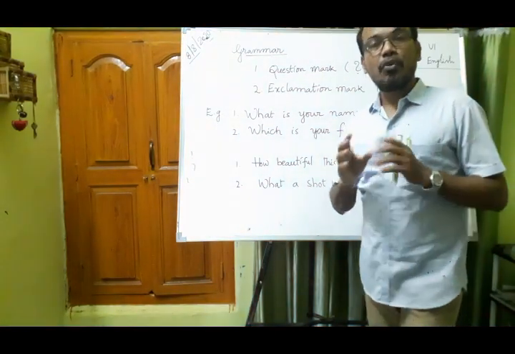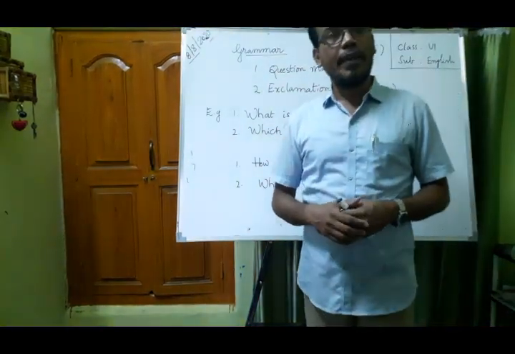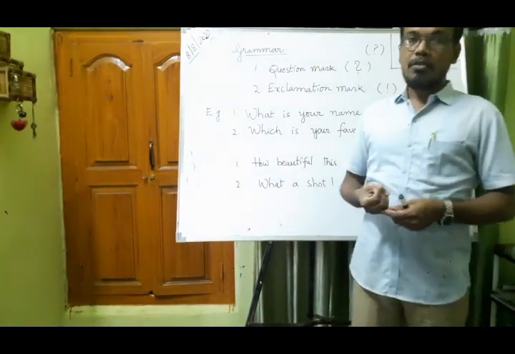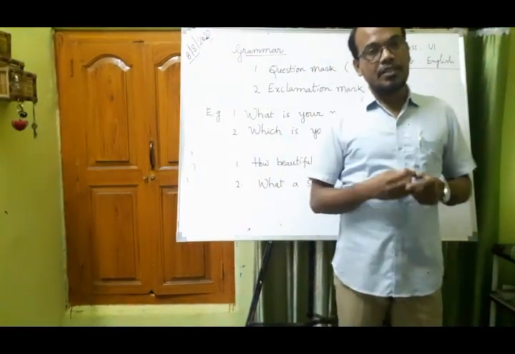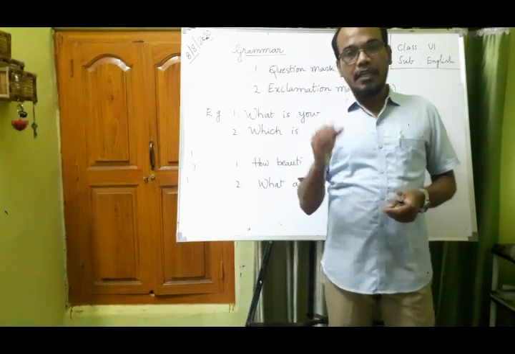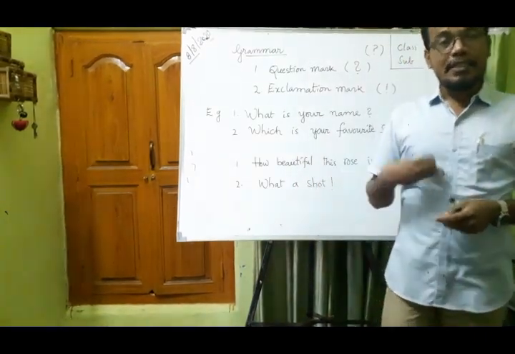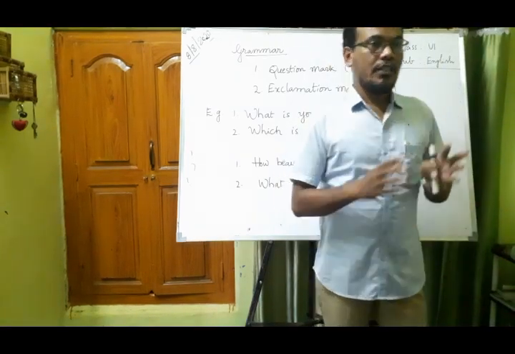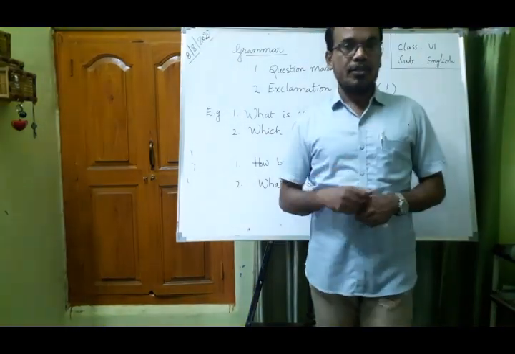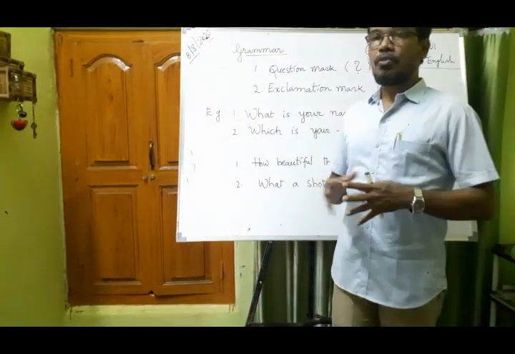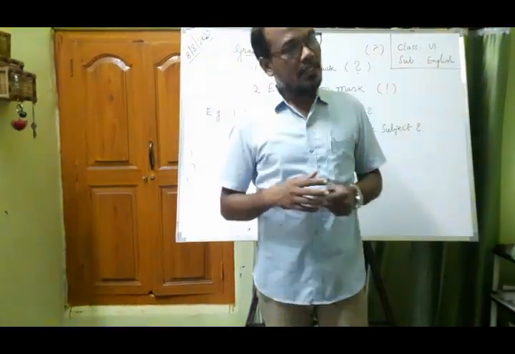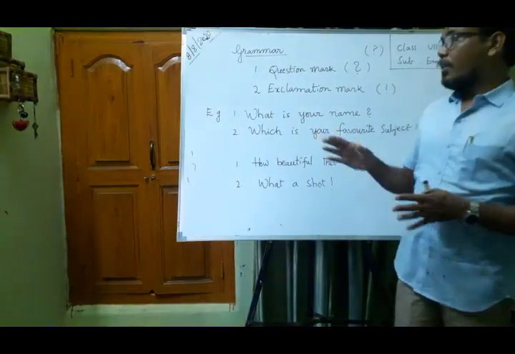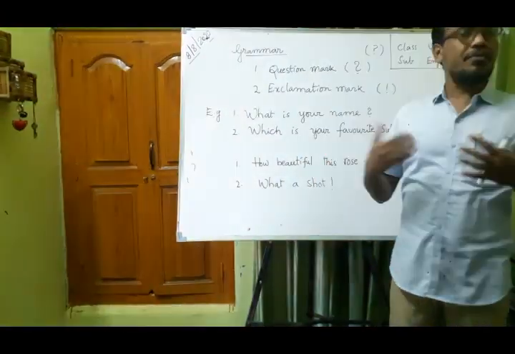There are 4 kinds of sentences. What are they? Number 1, declarative sentence, or assertive sentence, or statement. Second one, interrogative sentence. Third one, imperative sentence. Fourth one, exclamatory sentence. So 4 kinds of sentences are there. Here you can see on the board 2 types of sentences.